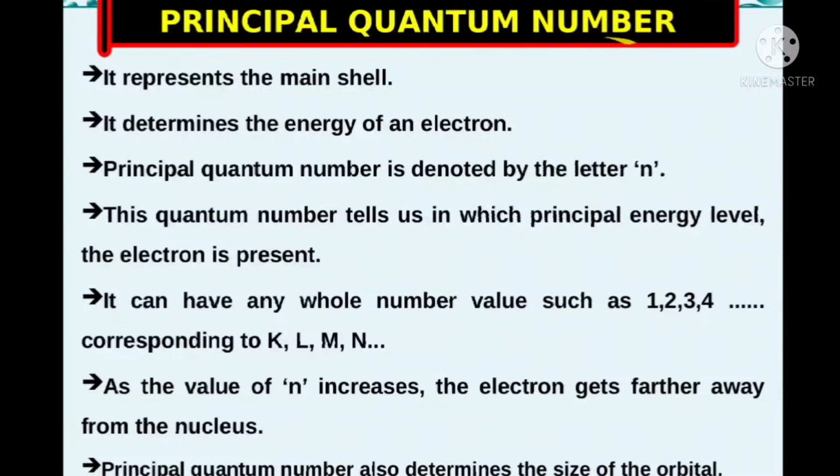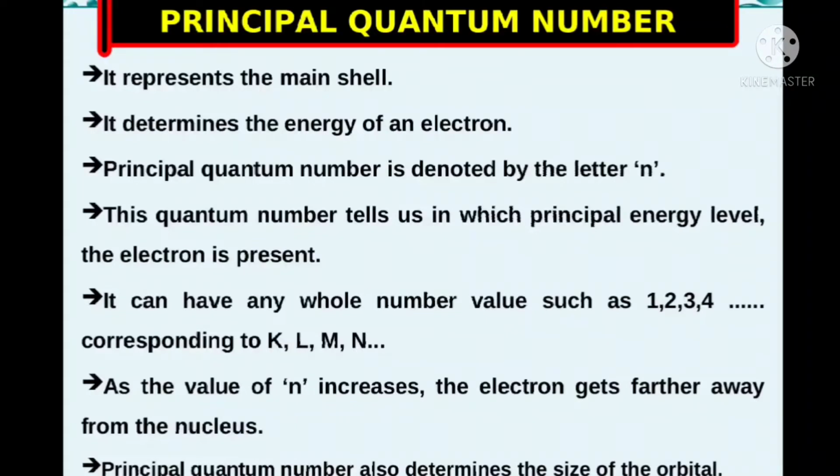Principal quantum number. This quantum number represents the main energy level or shell in which the electron is present. And it also determines the average distance of the orbital or electron from the nucleus. It is denoted by the letter n. And this quantum number tells us in which principal energy level the electron is present.